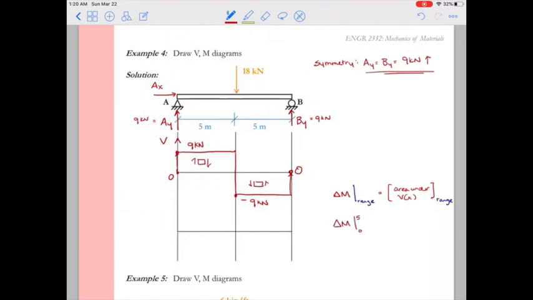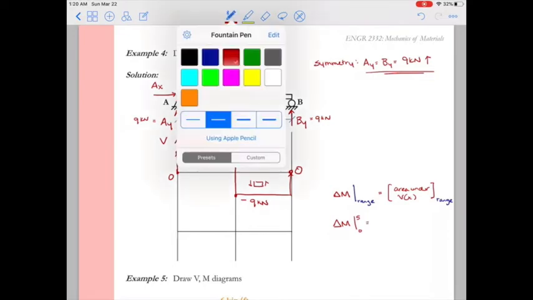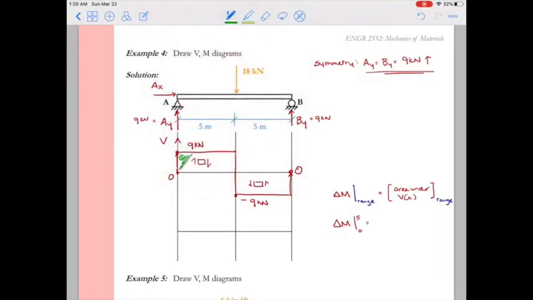If I go from x equals 0 to x equals 5 meters, the change in moment will then be the change equal to this area in green, or I'll call this A1. A1, the total area is base times height, or 9 kilonewtons times 5 meters, for a total change of 45 kilonewton meters. So delta M from x equals 0 to x equals 5 is positive 45 kilonewton meters.